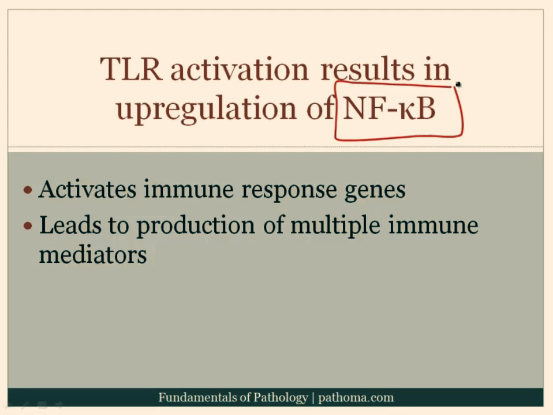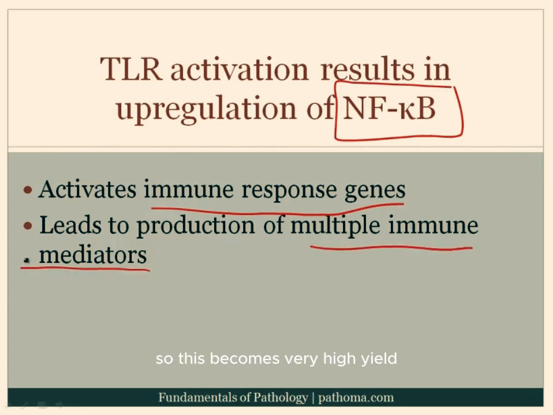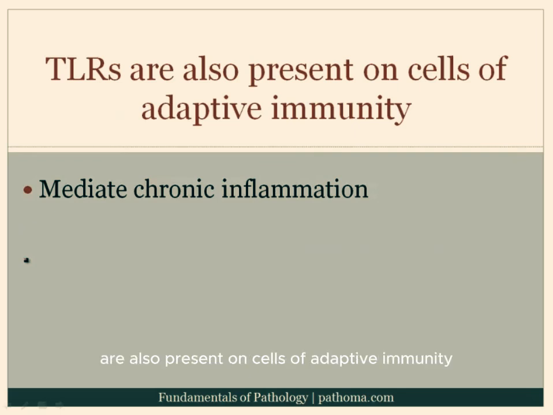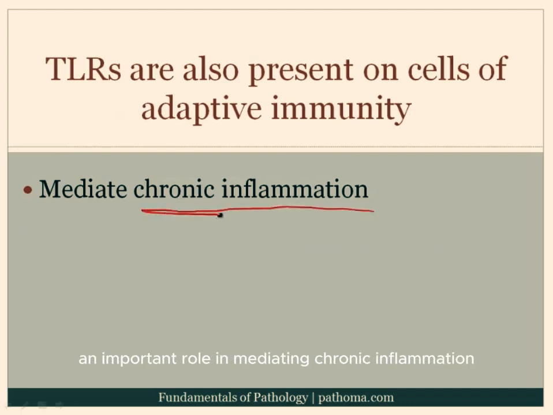Very high yield. NF-kappa B is, we can say, sort of the molecular switch. It's the on switch. So the toll-like receptor gets activated, which then results in upregulation of NF-kappa B, and NF-kappa B is a molecular switch which turns on the acute inflammatory response. Once NF-kappa B is generated, that activates multiple immune response genes, which then leads to the production of multiple immune mediators. So this becomes very high yield. Toll-like receptors are also present on cells of adaptive immunity, meaning they're also present on the lymphocytes, and therefore they play an important role in mediating chronic inflammation.